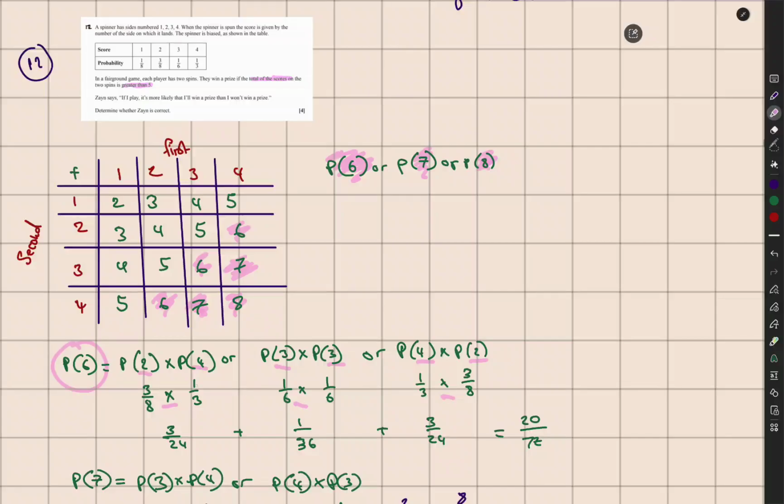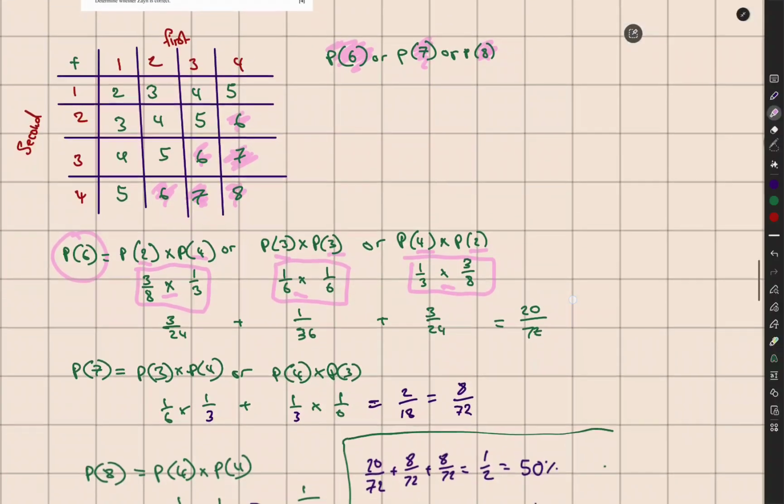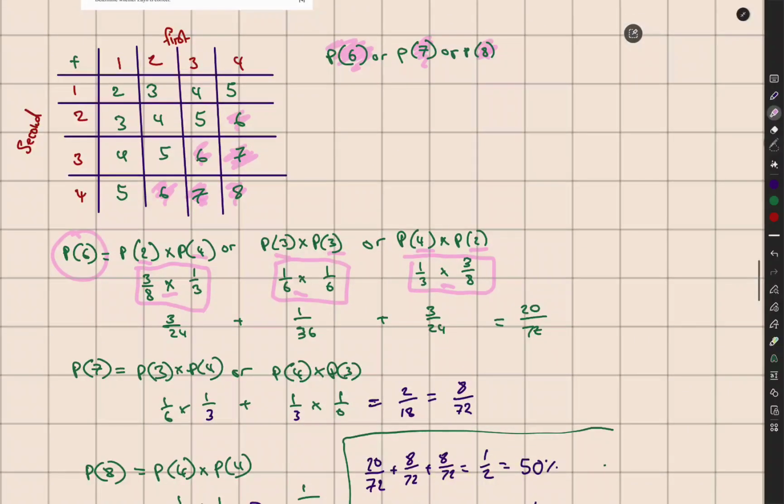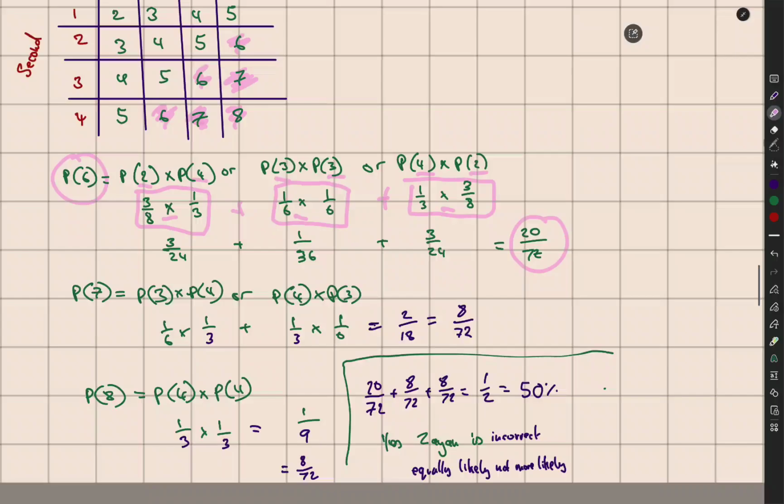So we're multiplying those, but it could be each of these instances or outcomes, or the adjacent outcomes. So we will need to add these afterwards. So these are all the probabilities of ways of getting a 6, and we can add these up, and we end up with 20 over 72.